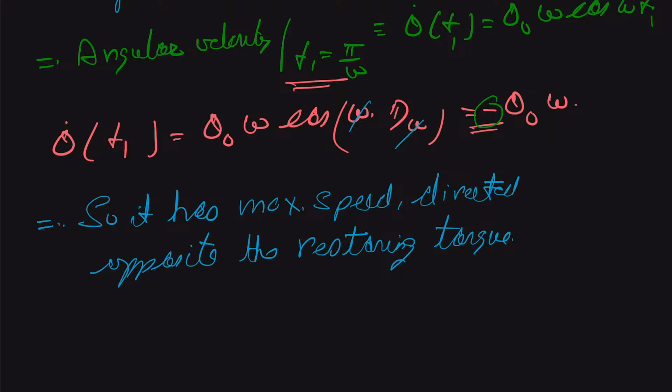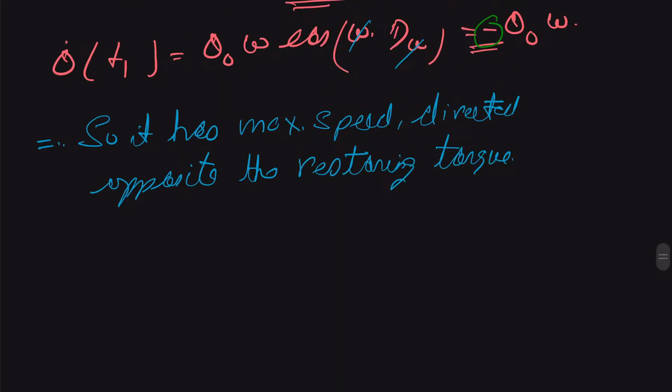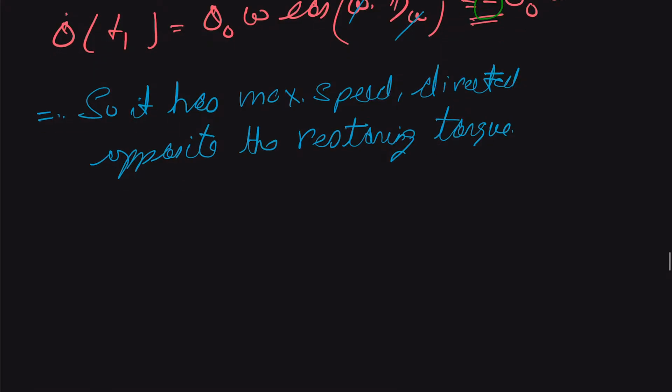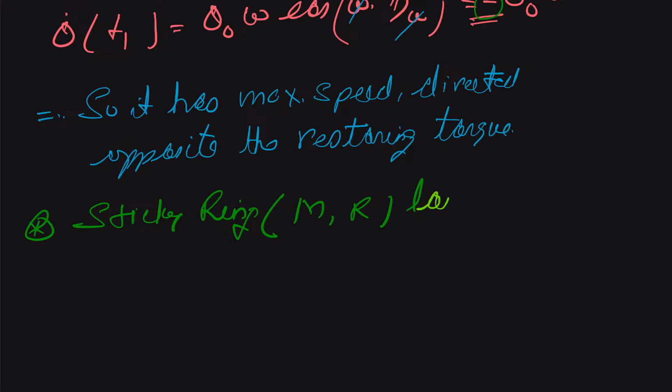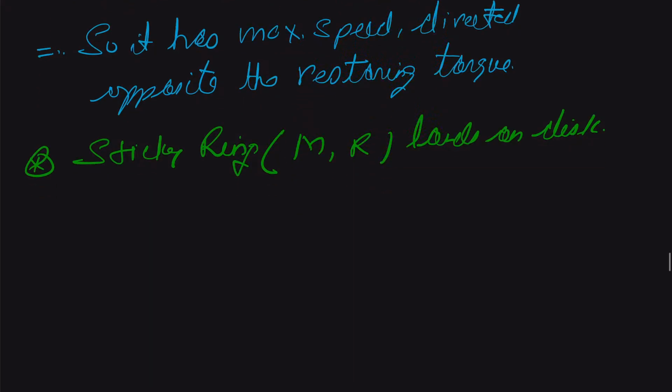Restoring torque. Now we come to our sticky ring part. So we have a sticky ring whose mass is given as capital M, radius is R, and lands on a disc.